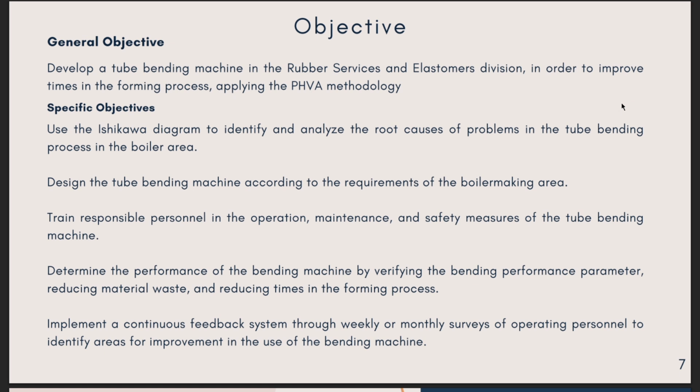Design the tube bending machine according to the requirements of the boiler making area. Train responsible personnel in the operation, maintenance, and safety measures of the tube bending machine. Determine the performance of the bending machine by verifying the bending performance parameters, reducing material waste and reducing times in the forming process. And implement a continuous feedback system through weekly or monthly surveys of operating personnel to identify errors for improvement in the use of the machine.